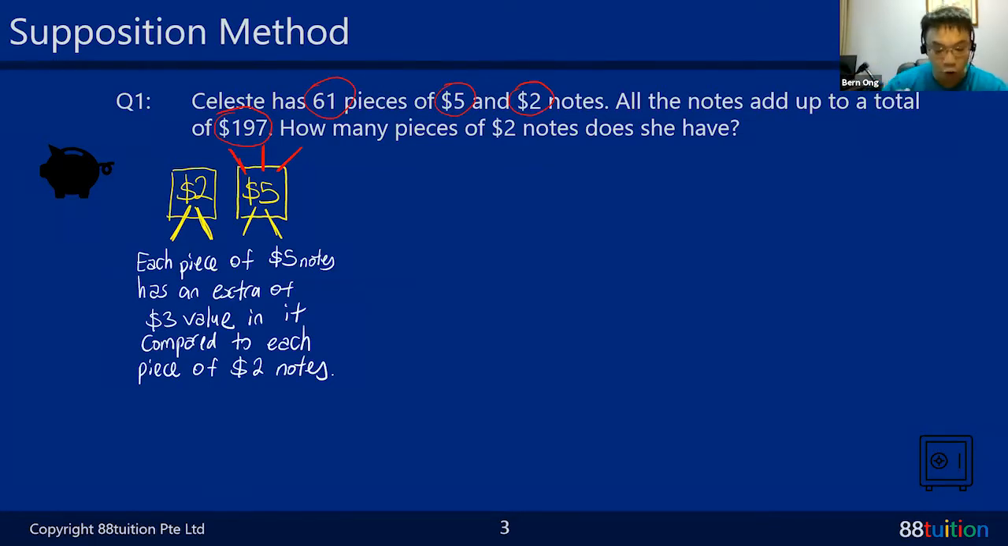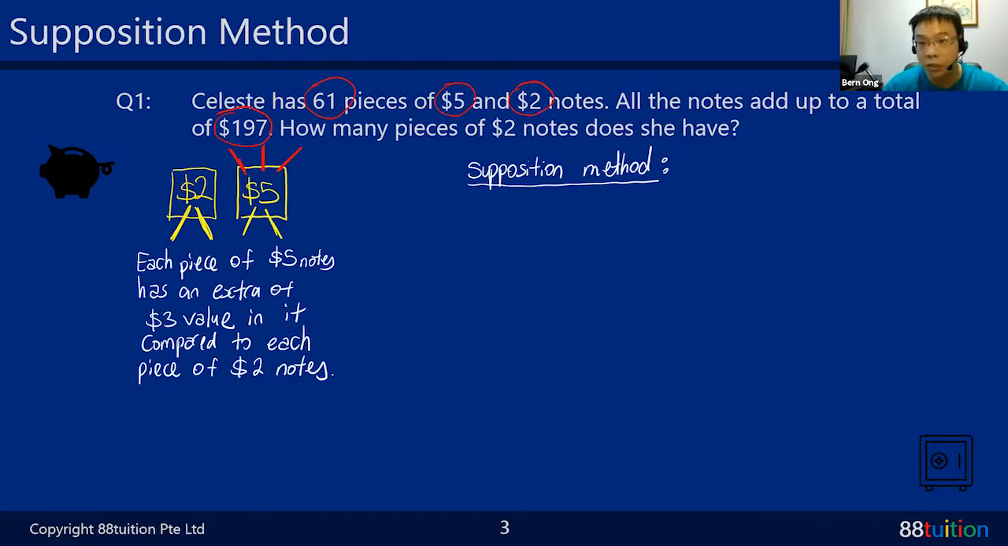So what happens here? You use something called the supposition method. I don't want to use guess and check, because usually in your P5, P6, time is a very, very important thing. If you keep guessing and checking, you might not have enough time to finish your question. So if we use the supposition method, we immediately pinpoint, get to the answer quickly, and move on to the next question.